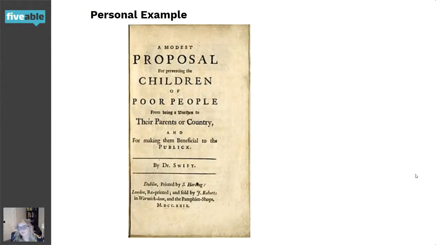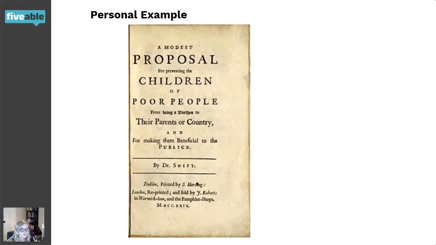So the personal example that I wanted to share with you guys is an essay that I pretty much failed last year, because I didn't recognize the satire. But anyway, it's A Modest Proposal. That was the prompt. I can't exactly remember if it was a rhetorical analysis prompt or an argument, but I'm not exactly sure.